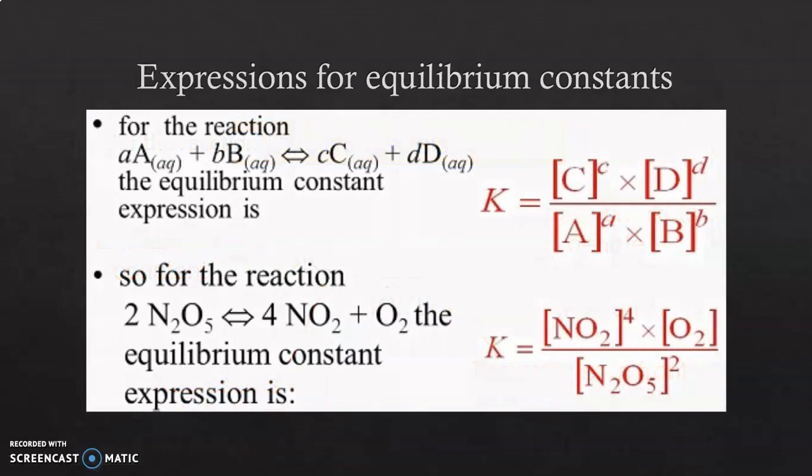Now, for the reaction 2N2O5 forming 4NO2 plus O2, we can have a Kc expression as shown there. Look at the square brackets around NO2, and then look at this 4. Where is it coming from? We're picking it up here. The 4 is coming from there. And then we've got this 2 here. It becomes the power there as well. Okay? So this is the Kc expression for this reaction.